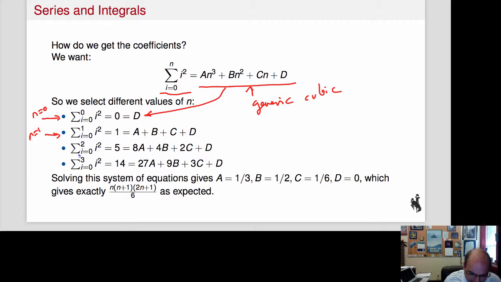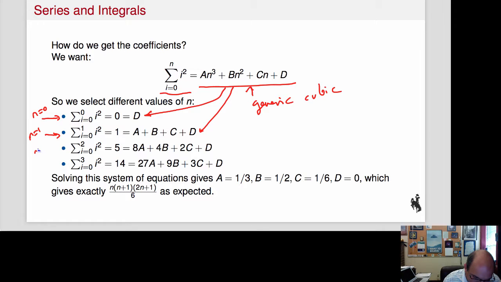So when n is equal to 1, this is actually just 1, because it's 0 squared plus 1 squared. And then this, again, comes directly from the right-hand side. Because n is equal to 1, that polynomial is just a plus b plus c plus d, so that needs to be equal to 1.